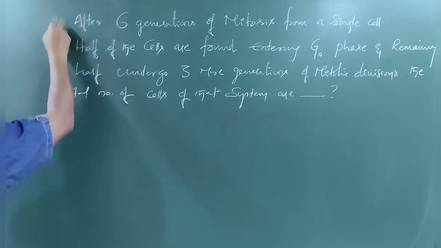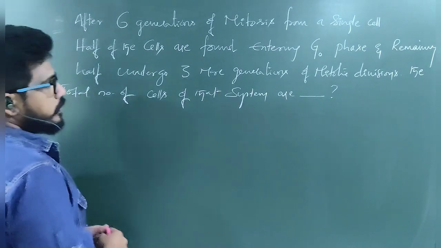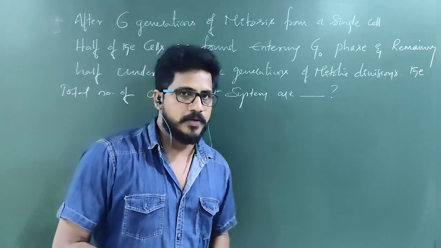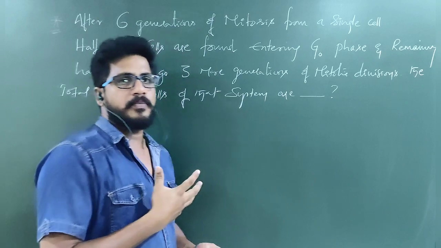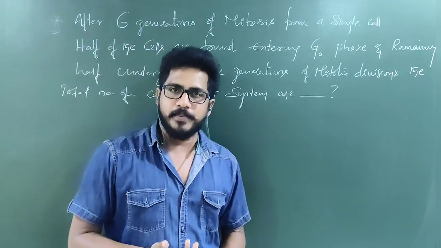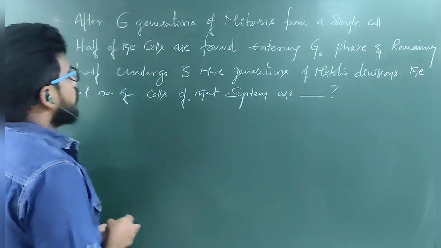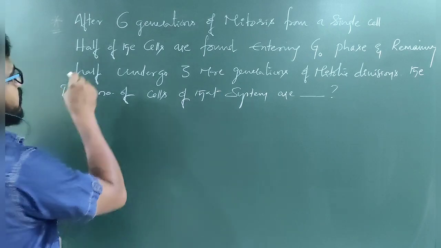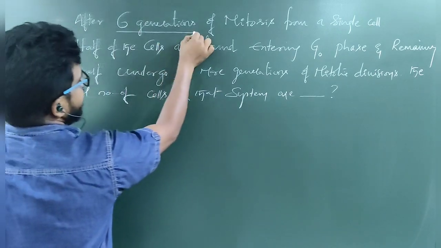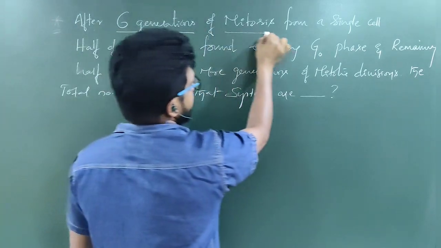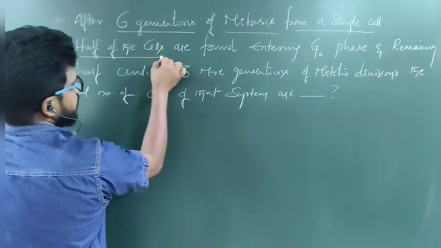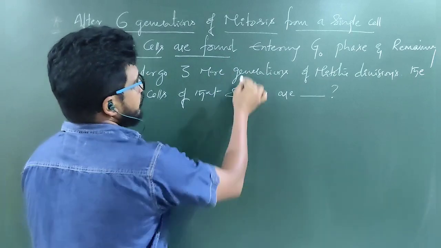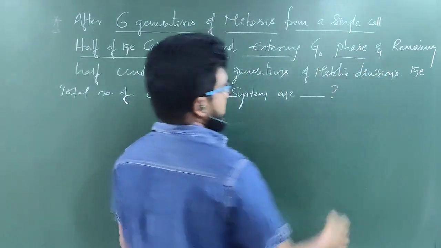Let us see. Now I am presenting one model of mitosis. You just follow and catch the logic inside the problem. Don't think that the same problems will come as they are. Clear? So understand the question: after 6 generations of mitosis from a single cell, half of the cells are found entering the G0 phase.